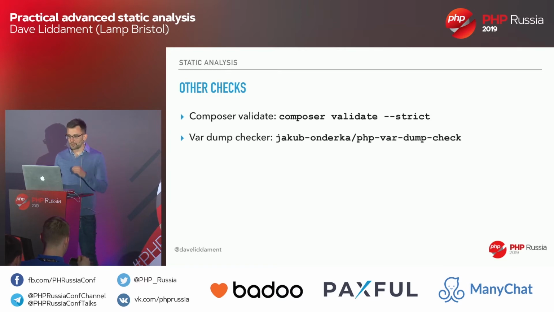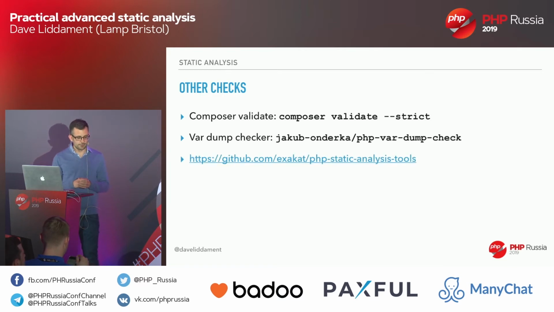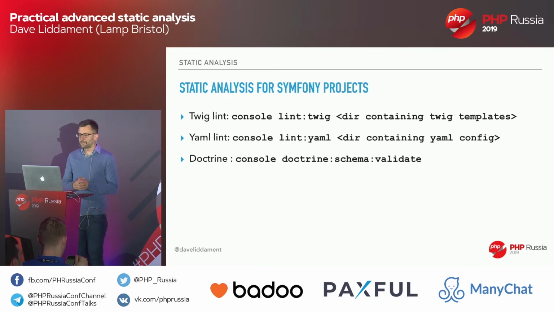And if you were to Google PHP static analysis tools, you'll find this page here, and this has probably got hundreds of tools on it, and lots of them are fantastic tools to use. So I'd get the basics in, and then maybe start looking at other tools that might be useful for you. If you use Symfony, then there's some nice linting in here. There's one to lint all your Twig, your YAML, and there's also one for validating that your Doctrine schema matches up with the database. And there's many, many more.